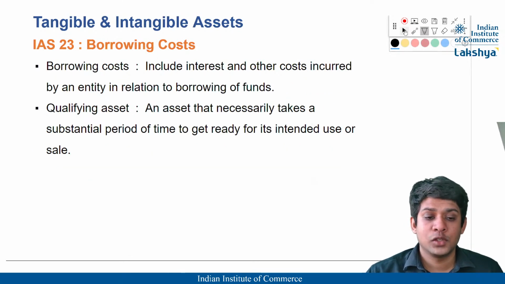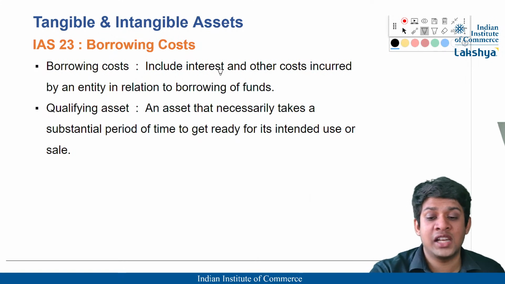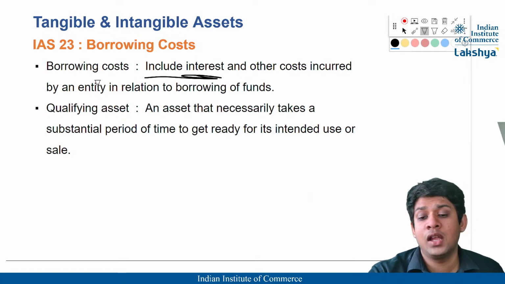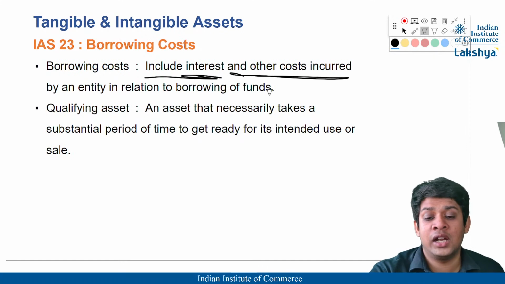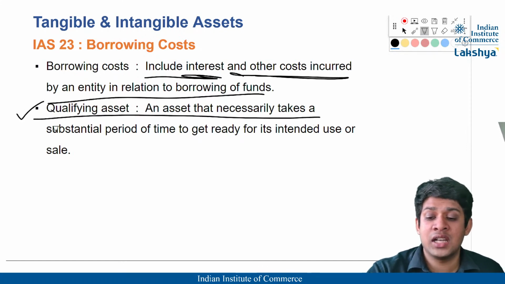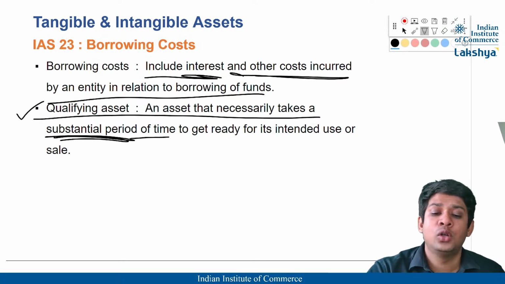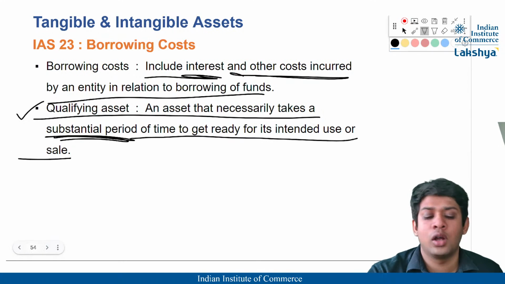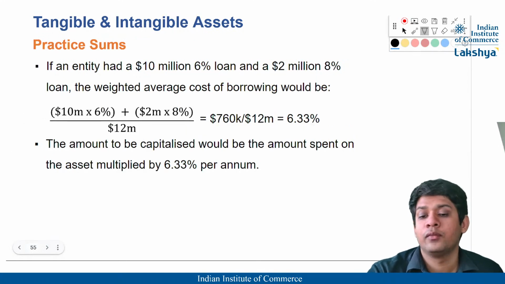Okay. So borrowing costs are nothing but the interest expense that I'm paying, and also any other costs which are related to the borrowing of funds. And a qualifying asset necessarily takes a substantial period of time, that means technically more than 1 year, to get ready for its intended use or for its sale.